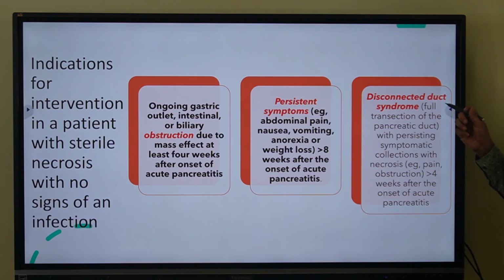Or disconnected duct syndrome, that is full transection of the pancreatic duct with persistent symptomatic collection, for example pain or obstruction more than 4 weeks after the onset of pancreatitis. These are the few indications when you will have to intervene even in sterile necrosis.